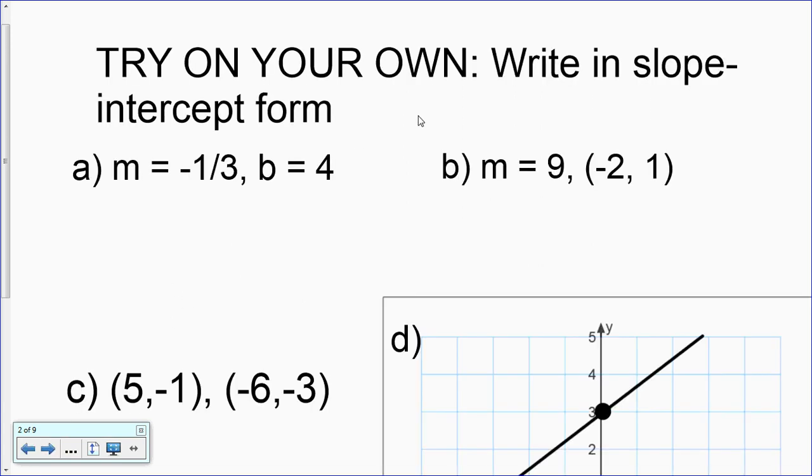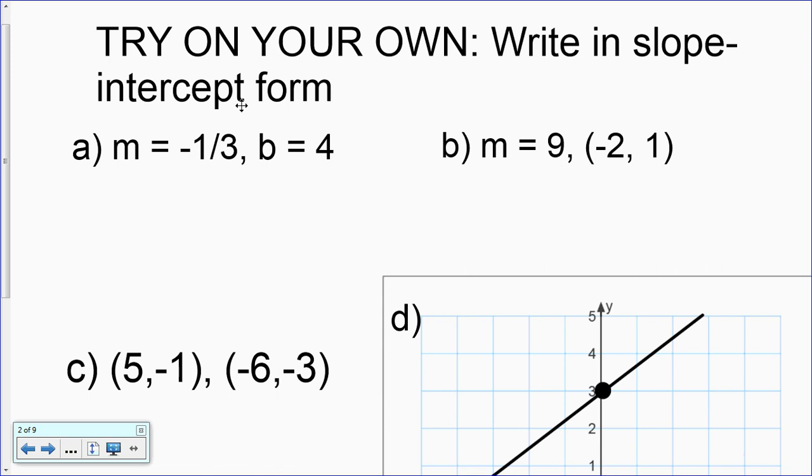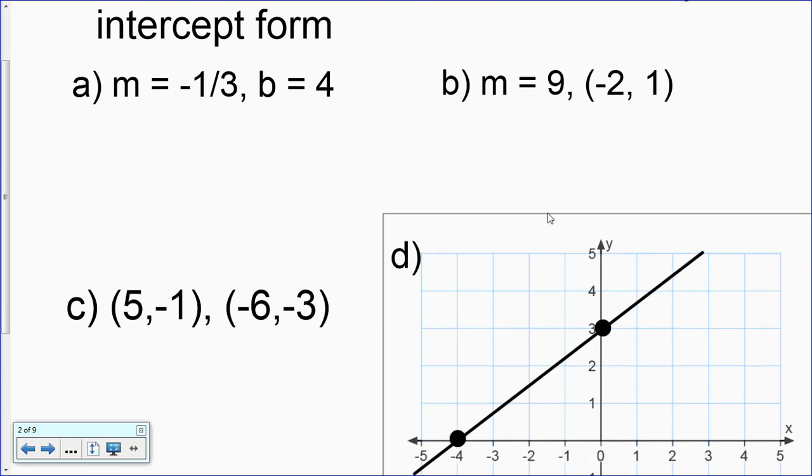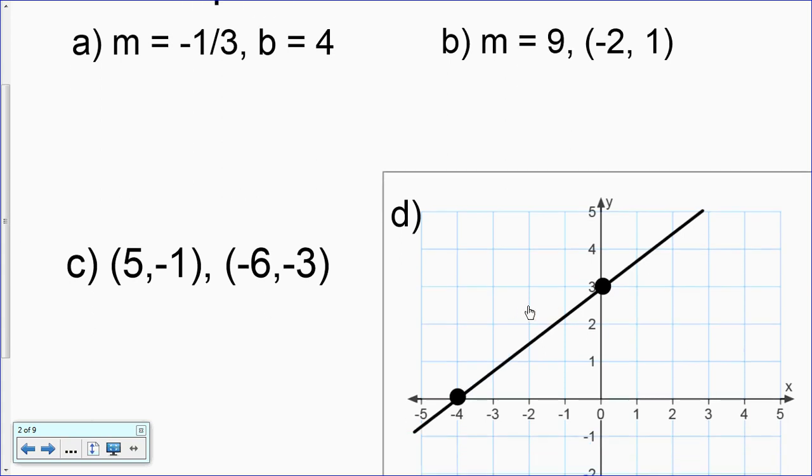So here are some try on your owns. I just want you to write it in slope-intercept form. Here you have the slope and the y-intercept. Here you have slope and a point, which you can use the stuff that we talked about the other day and in class today to help you figure out what slope-intercept form looks like. You have 2 points, and you have a graph. So go ahead and do these 4 problems. When you come back, I'll have the answers, and then we'll move on to our new topic.